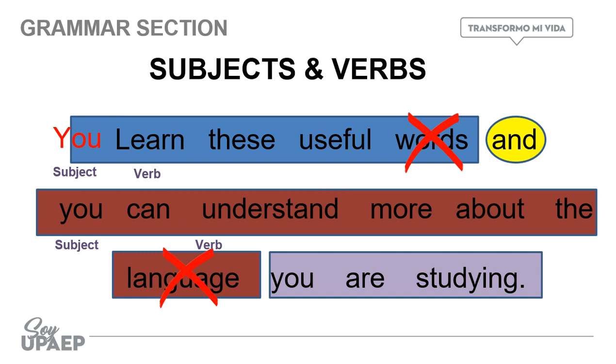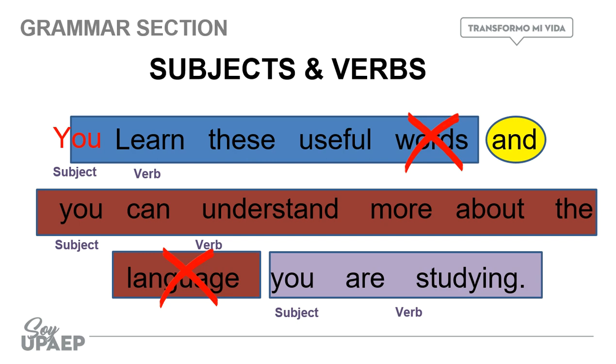Okay, what are the subjects and the verb of the third sentence? Very good. You is a subject and are studying is a verb. Are studying is in present continuous. So you need the verb to be and the verb with ing or present participle.